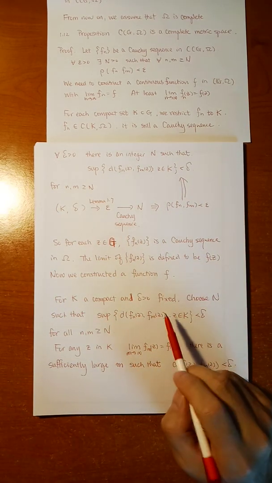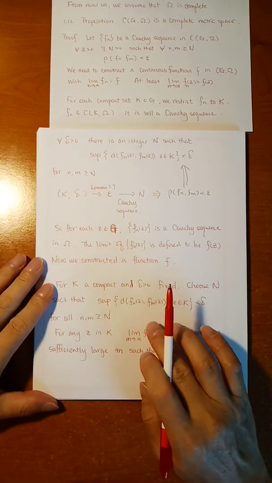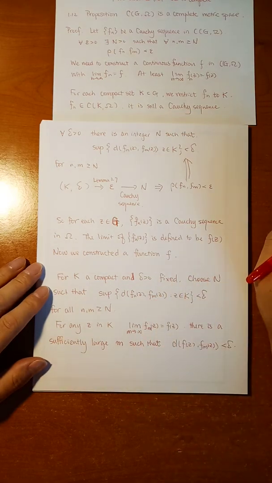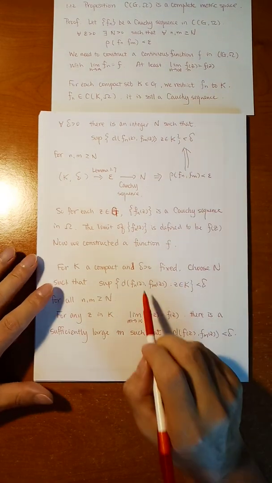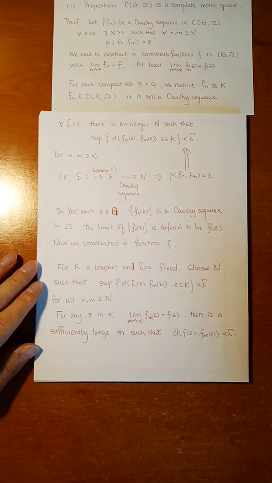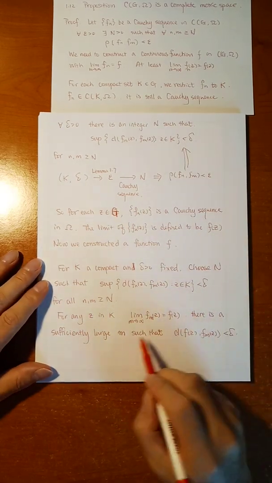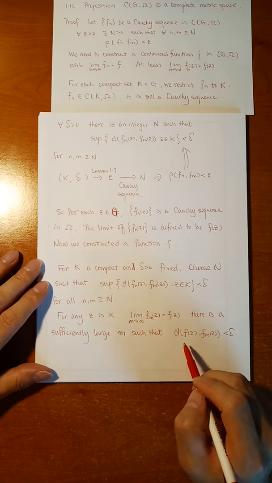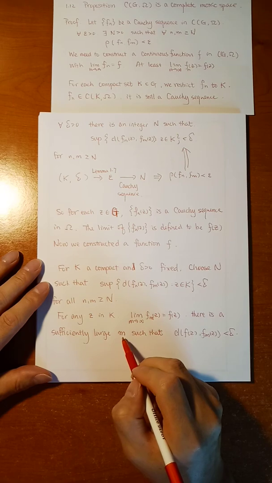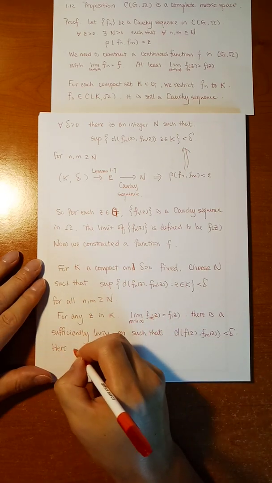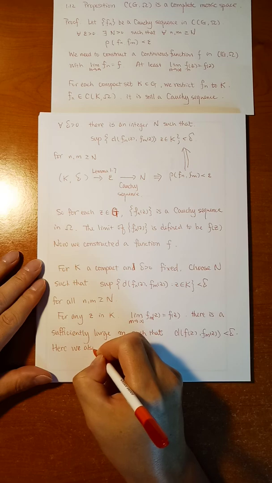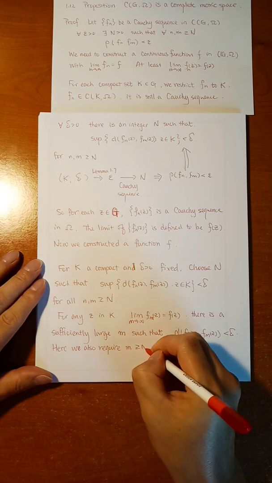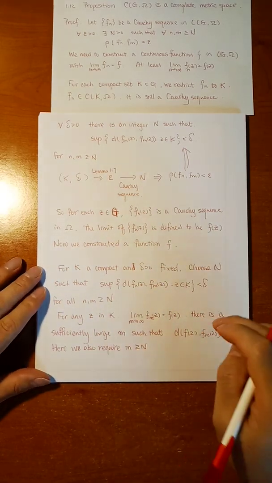So be careful here. This capital N does not give us anything about how far the sequence is from the limit. It just says they are close to each other. All right, and then here this m should be very, very big so that it's very close to the limit point. And of course we also require m is greater than or equal to capital N. So I want this to happen, this also to happen.